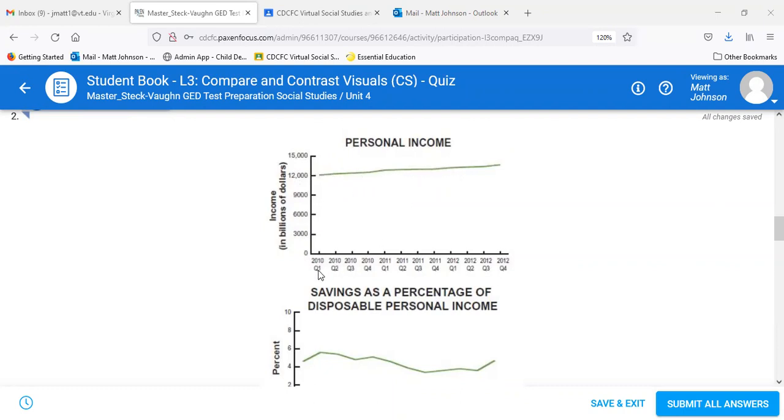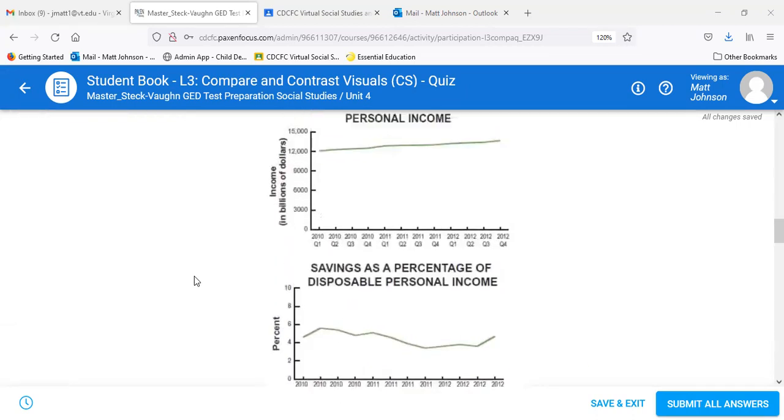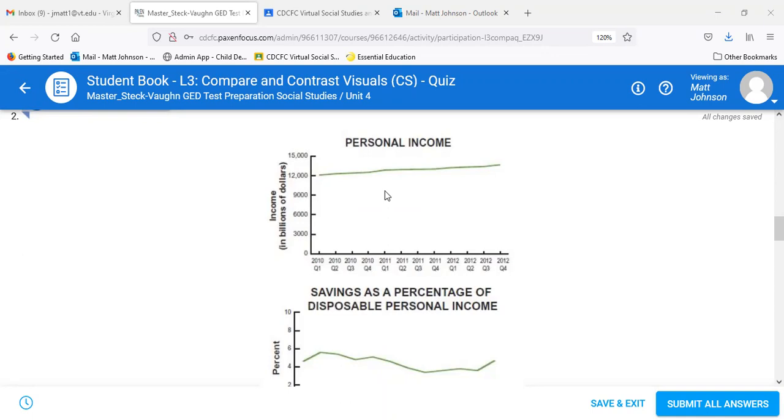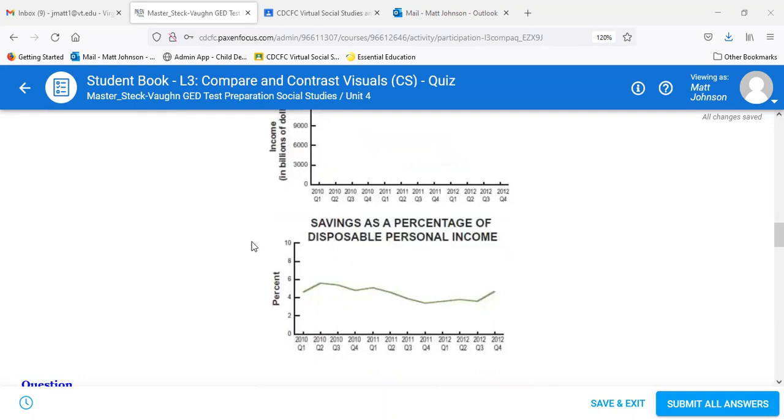And that's broken into quarters, right? So the fiscal year is typically four quarters. And starting with quarter one, that would have been like January 2010 through December 2012. A little bit of a rise as it goes along there over that time, right? And thinking again, that's past the recession of 2007, 2008. Now looking at savings as a percentage of disposable personal income. So how much are these people saving? And that is a different story, right?